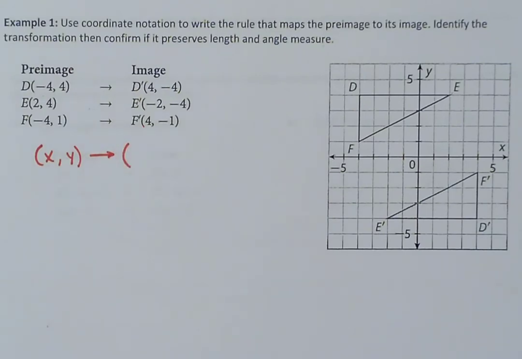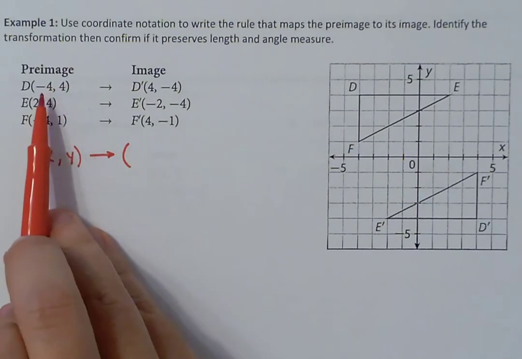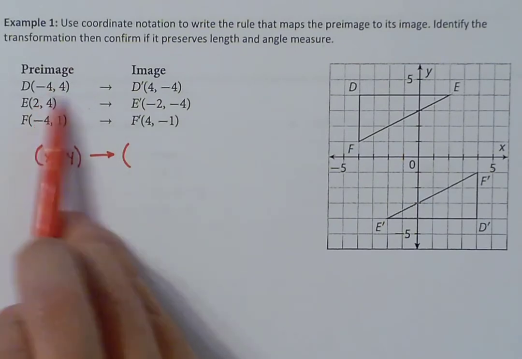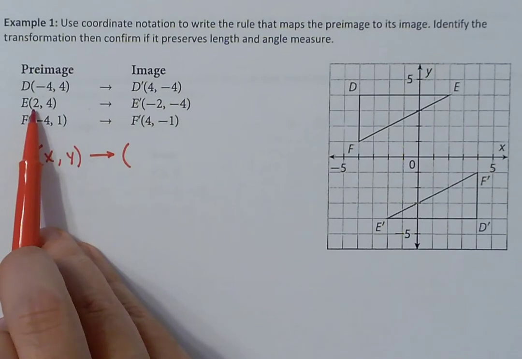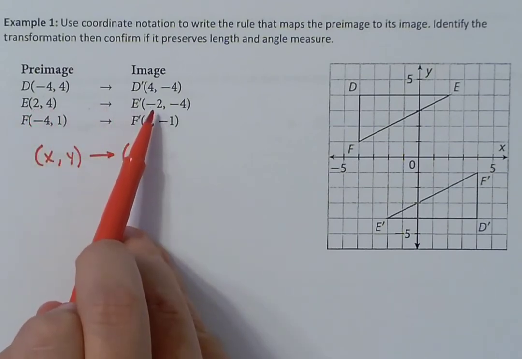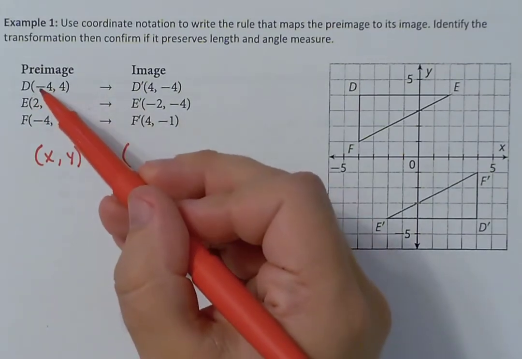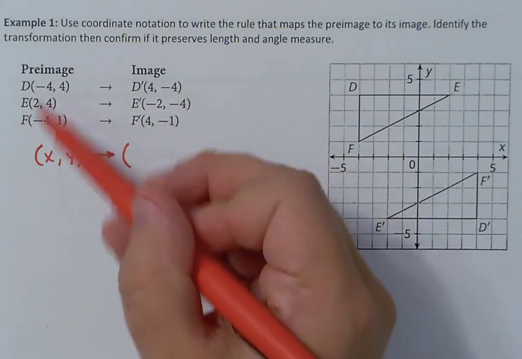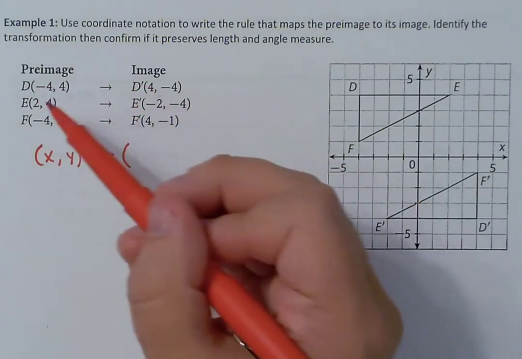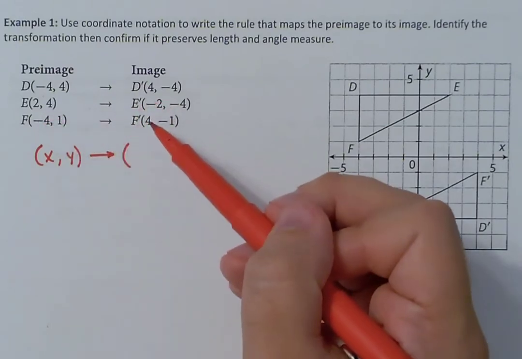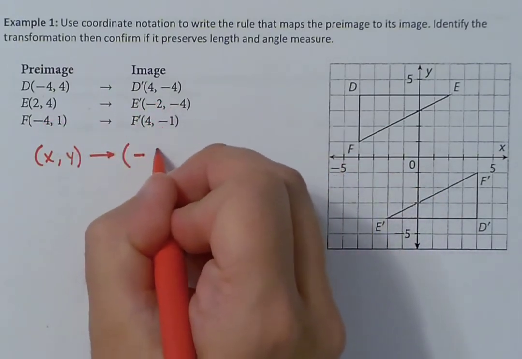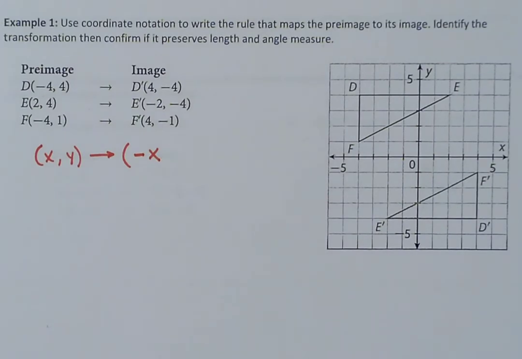You could add numbers to get to each of their images, but it has to be the same thing each time. If I add 8 to -4, it does get me to 4, but if I add 8 to 2, that does not take me to -2. That takes me to 10. So adding is out of the question. In this case, all that has changed from the pre-image to the image is the signs, meaning negative to positive, positive to negative, negative to positive. So we represent that by just putting a negative in front of x.